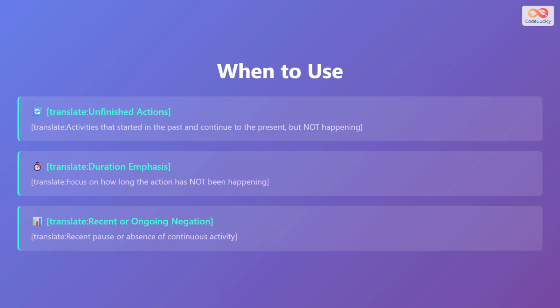This tense is used in 3 main situations. First, for unfinished actions. We use it to talk about activities that started in the past and might continue, but are not happening right now. Second, for duration emphasis. We want to focus on how long something has not been happening. Third, for recent or ongoing negation. This describes a recent pause or the absence of continuous activity. For beginners, remember that this tense connects the past with the present while emphasizing the duration and continuousness of the non-action.